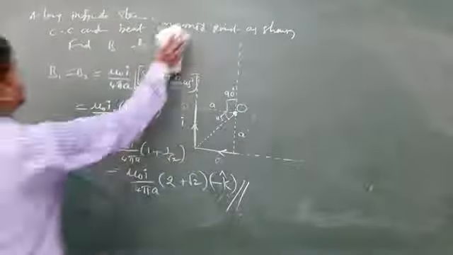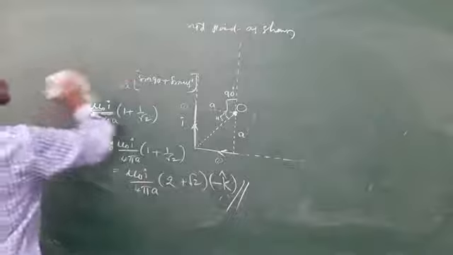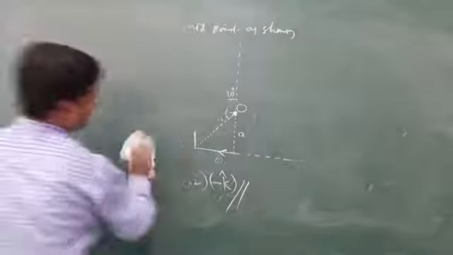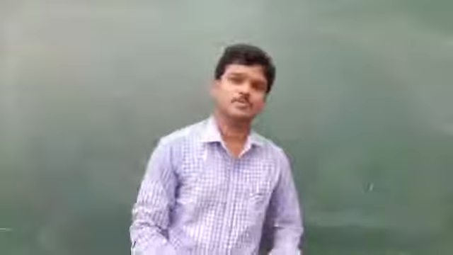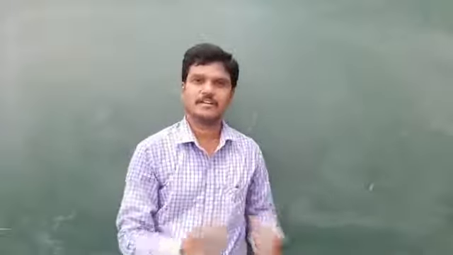Now see the next question. So try to maintain the question. Here I am writing the outline. See the next one. They have given two infinitely long straight current carrying conductors.